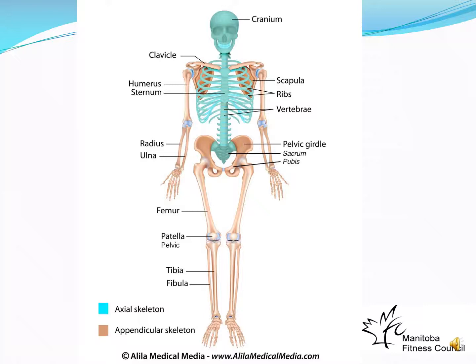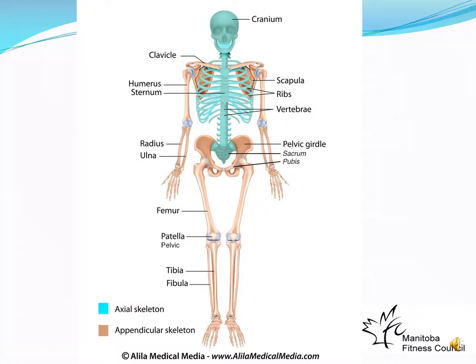So let's repeat these one more time. Cranium is your skull. Clavicle is in the front of the body. This is your collarbone. Your scapula, you have two scapula. They are behind you. They're your shoulder blades. Then you have your humerus, that is your arm bone.